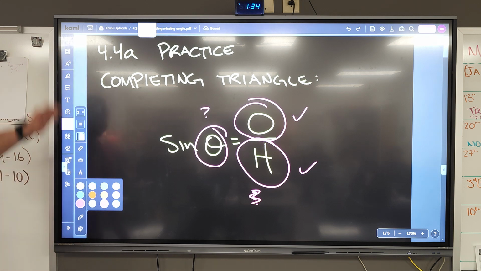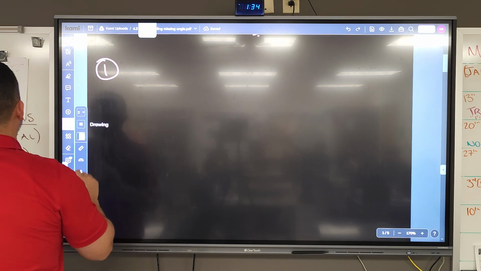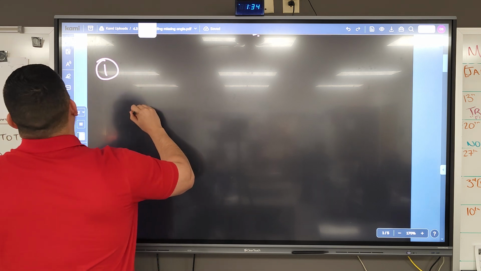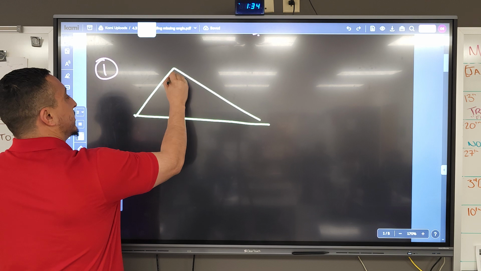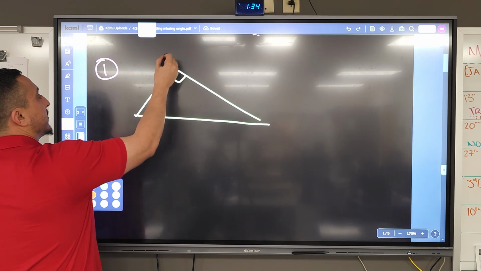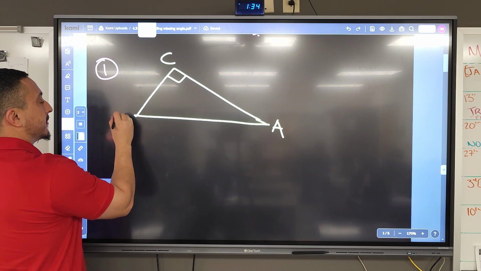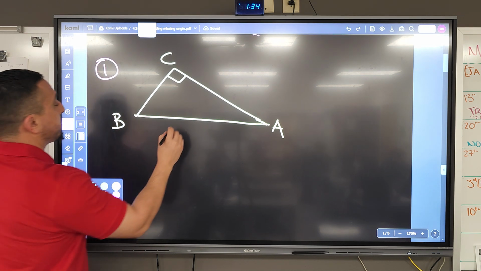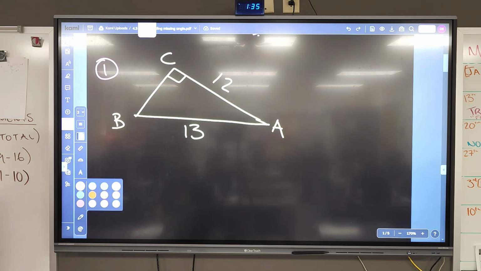Okay, so let's do number one. This is number one from your homework. Number one looks like this. Triangle like that. This is the 90-degree side. I'm also going to show you how to label. I don't think we've gone over labeling. This is 13 and this is 12. Okay, so this is how they're given to you.